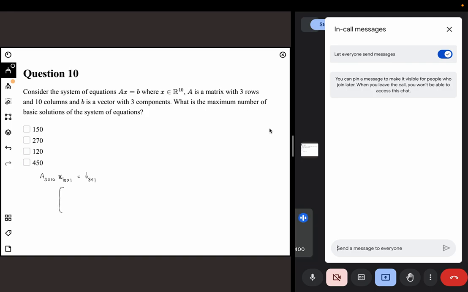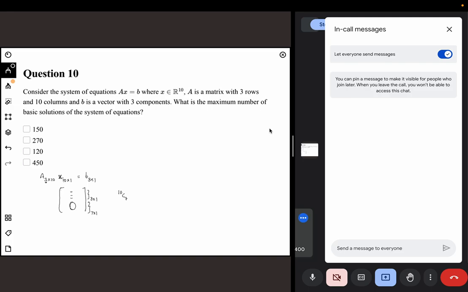As I said before, in order for this to work out, since there are only 3 rows, the first 3 elements should form the basic part, and the remaining 7 elements should be zeros, right? This is the general structure of your basic solution. So how many possibilities can I have? Out of 10 variables, I can make any 7 of them 0, right? Depending on which 7 you choose, your combination changes.